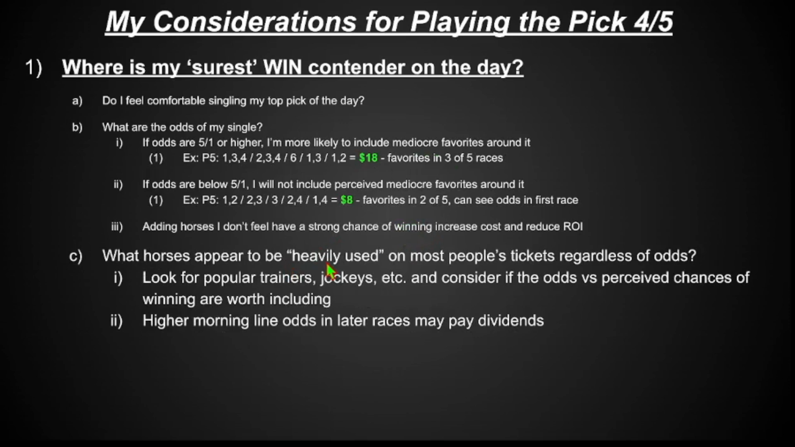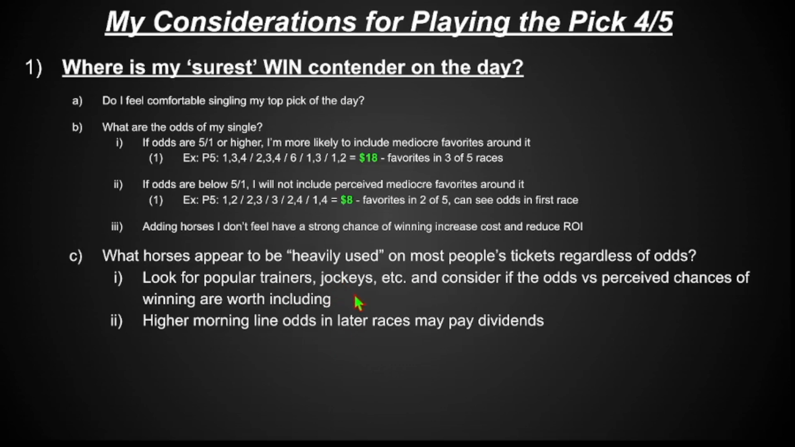What horses appear to be heavily used on most people's tickets regardless of odds? So look for popular trainers, jockeys, etc., and consider if the odds of that horse versus perceived chances of winning are worth including. So for example, at Golden Gate Fields, a trainer like Jonathan Wong, I just know a lot of people are going to see that trainer and just include his horse regardless of the odds. It might be 12 to 1 on the morning line, but in pick 4s and pick 5s, it might play more like a 6, 7, 8 to 1, just because I know people are going to see the name and want to include that horse and not let a Jonathan Wong horse beat them out of a pick 4 or 5. Same thing with jockeys.